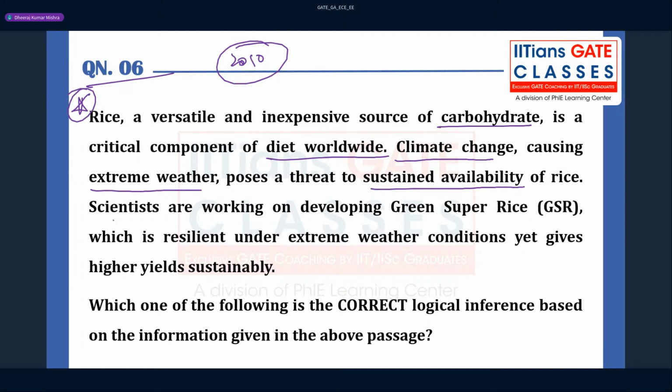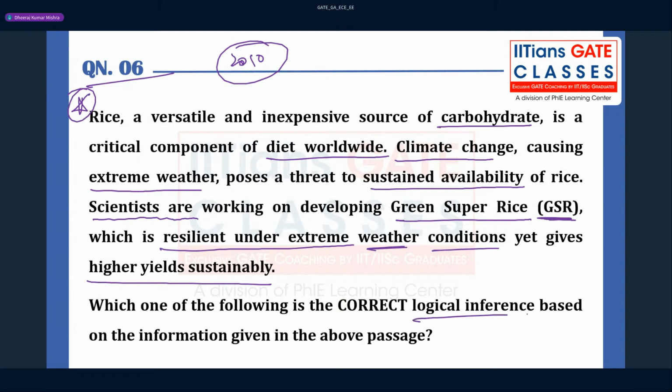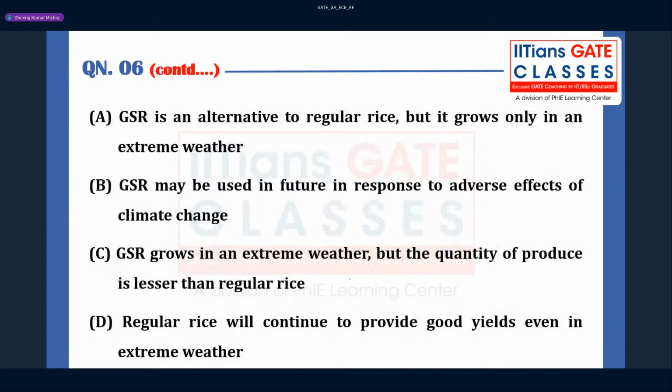But now scientists are working, so there is a positive thing, you see. Scientists are working on developing a green super rice, which is called GSR, which is resilient under extreme weather conditions and gives higher yield sustainability, right? Which of the following is a correct logical inference? So we have to find which one is the correct logical inference, right? So let us read the options and go for the correct answer.